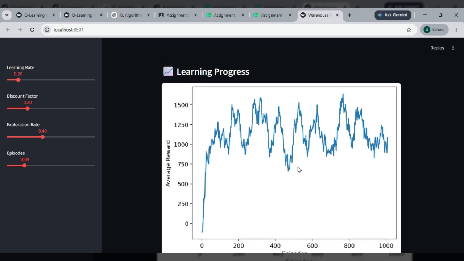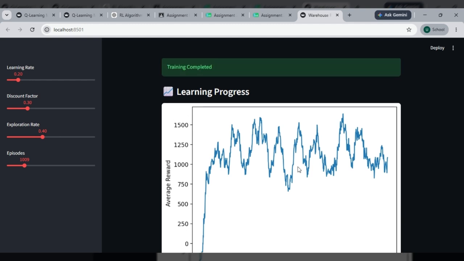Q-learning algorithm. The learning process uses the Q-learning algorithm. The Q-learning equation is: Q(S,A) = Q(S,A) + alpha [R + gamma max Q(S',A') - Q(S,A)]. Q(S,A) represents the current knowledge, alpha is the learning rate, gamma is the discount rate, R is the reward received, S is the current state, and S' is the next state.